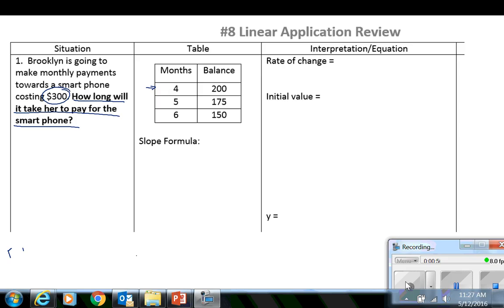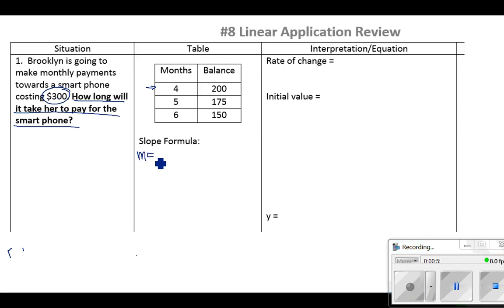I'm going to find the slope using the formula. I'm going to write the formula: m equals y2 minus y1 over x2 minus x1. I'm going to start on the y side, and I know if I go that direction on that side, I have to go that direction on this side as well. So I'm going to substitute the numbers in. I have on the y side 200 minus 175 over 4 minus 5.